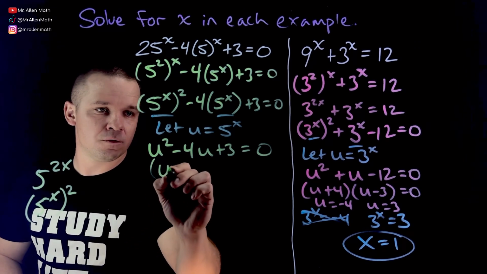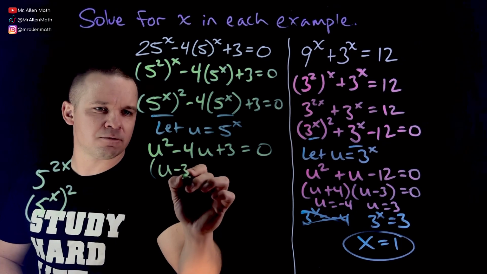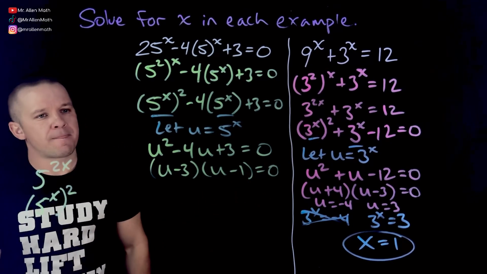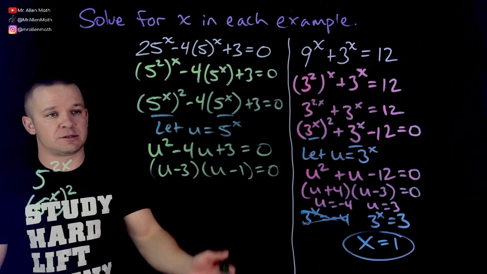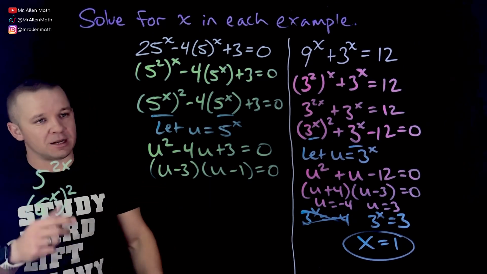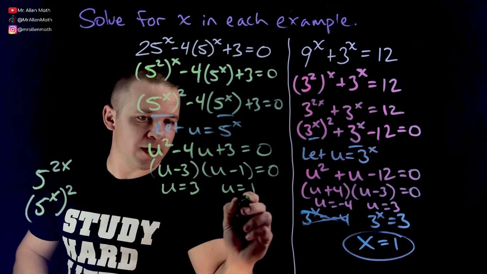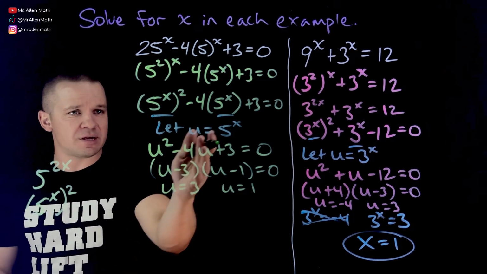I've got u, let's see here, minus 3, u minus 1. That seem right? Negative 3 times negative 1 is positive 3. Add them up, get negative 4. Yeah. So then I have u equals 3 and u equals 1. So let's finish solving this.